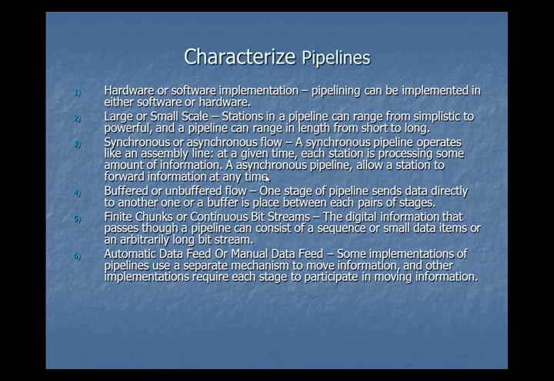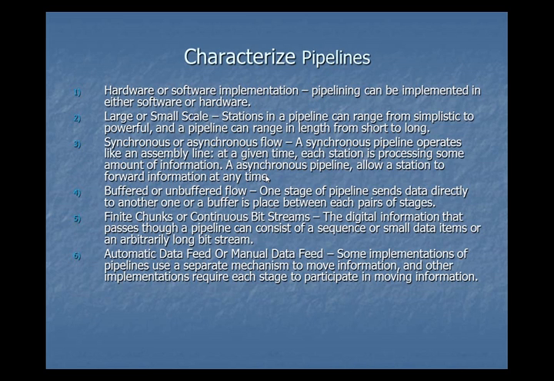So synchronous pipeline means there is a synchronization between the different persons who are doing the multiple tasks, each doing one task for the pipeline. In the same way, an asynchronous pipeline allows a station to forward information at any point of time. Because there is no synchronization, they can transfer their data or forward their information at any point of time.